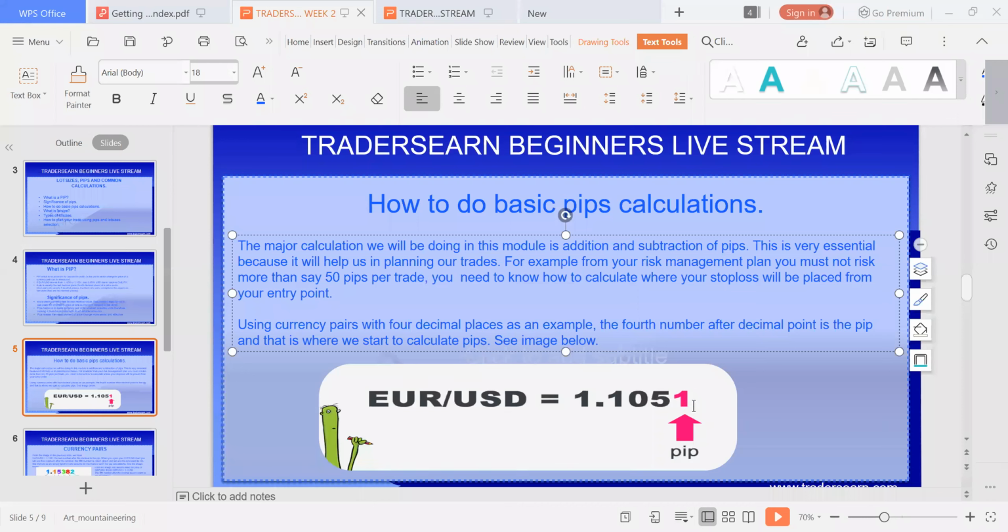This last number is where we start calculating the pip. It's not as if it's the only one that is a pip. All of them are pips, but this is the smallest one. That is why it is written as 1 pip. If you take it with this other digit here, which is 5, then you can see 5-1. That's 51 pips. All right, let's proceed.